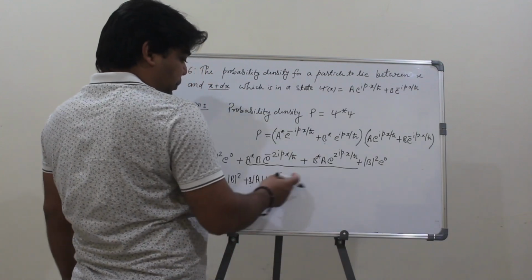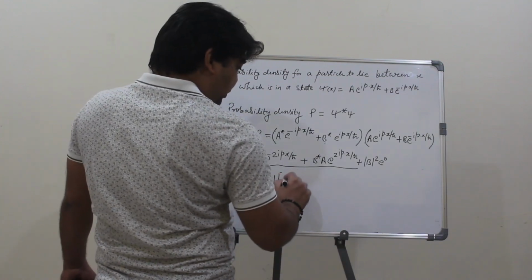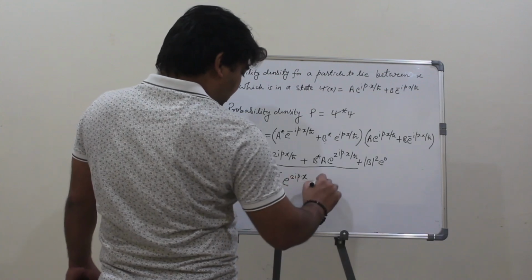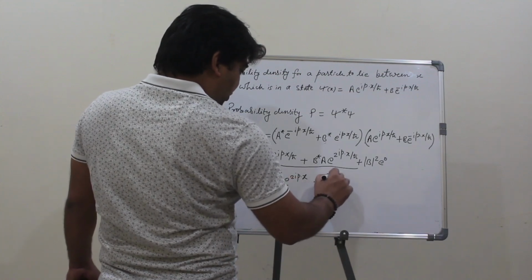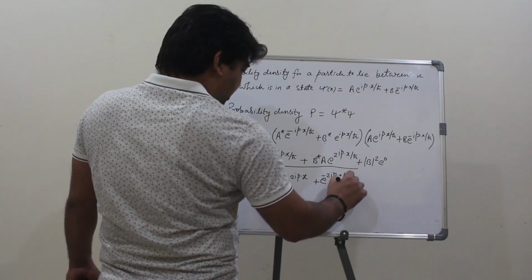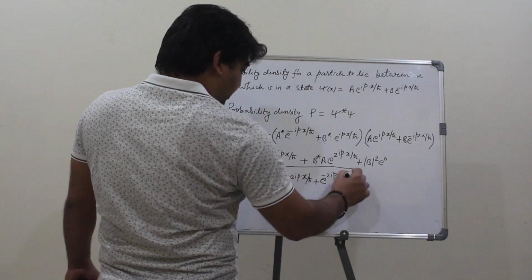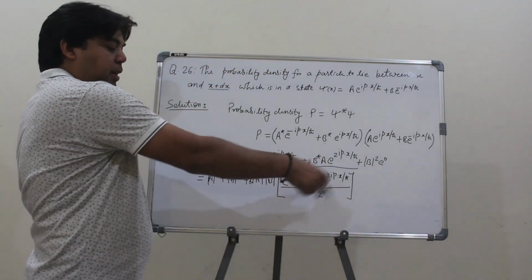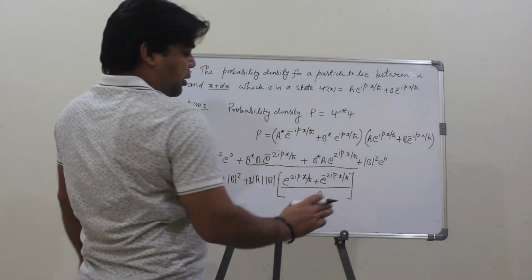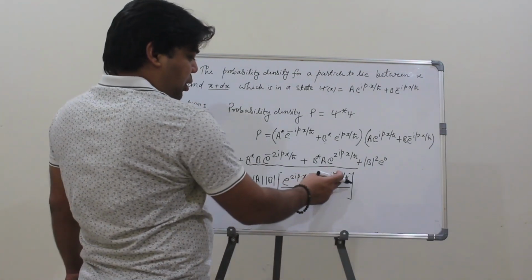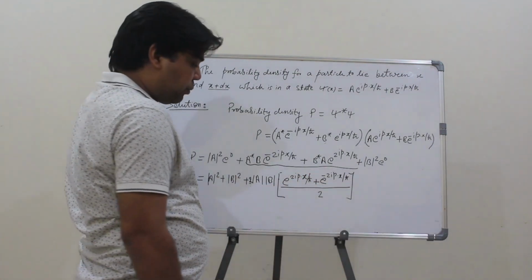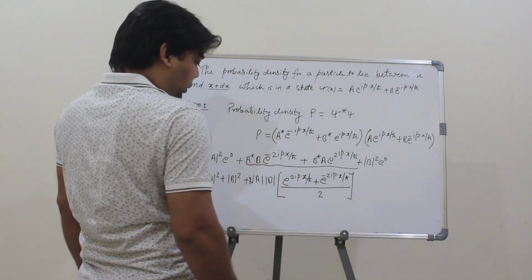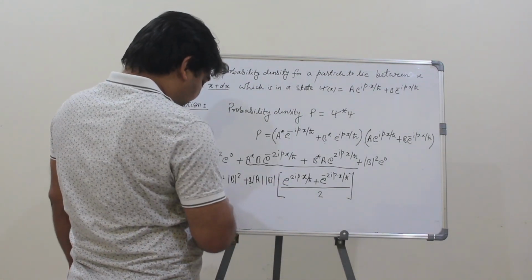What does it give you? It gives you e to the power 2i p·x plus e to the power minus 2i p·x divided by h-cut, whole divided by 2. Now if you look at it very carefully, what is this formula? This is nothing but the formula of cos, sorry, cos 2p·x divided by h-cut, right?